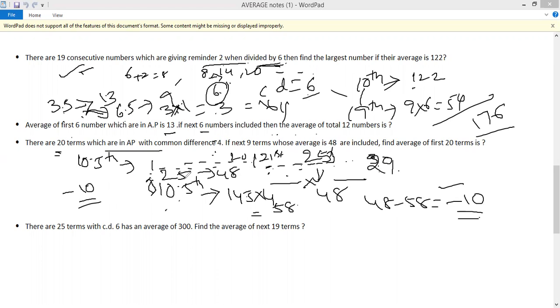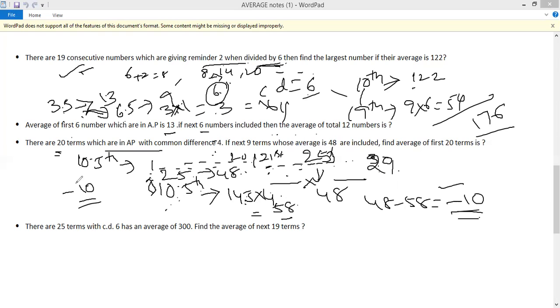25, 48, 10 point. Fifth term is what? 11.5 is the... right. 11.5 into 4. Okay, 58. 48 minus... right? Like this, you will get minus 10.